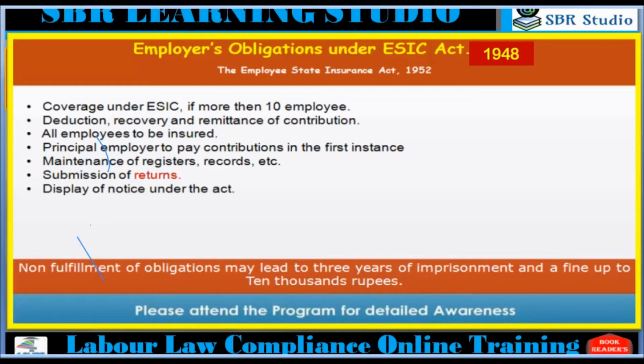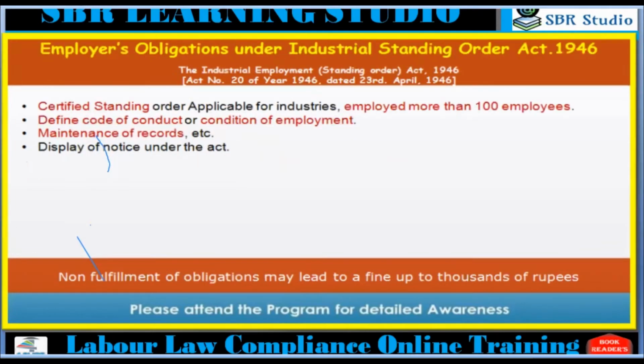Furthermore, if these obligations are not fulfilled by the employer, there is a provision of 3 years of imprisonment and a fine of up to 10,000 rupees. Then, when you have employed individuals, you have to define the code of conduct and conditions of employment for them. That is also regulated by the Industrial Establishment Standing Order Act 1946.